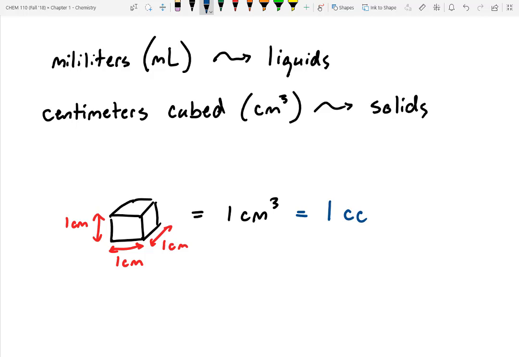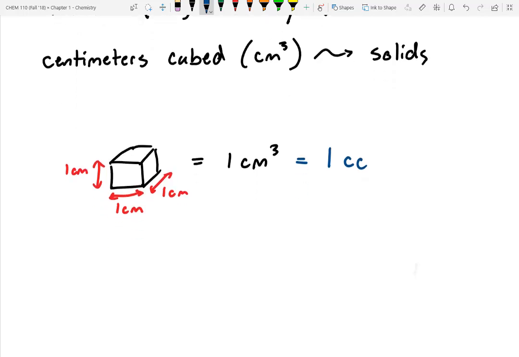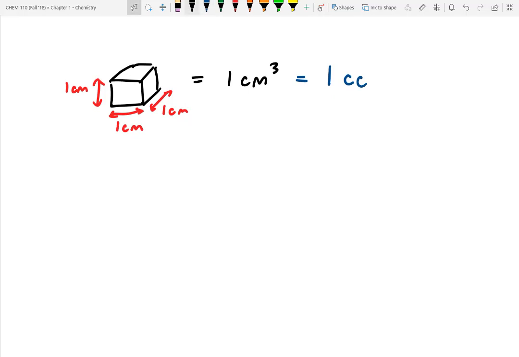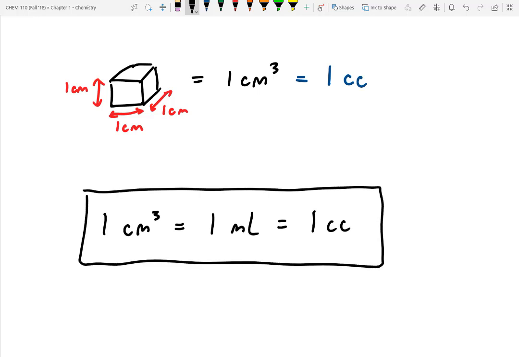If you're in a hospital, you describe it as a cc. It's the exact same thing as a centimeter cubed. So when we look at this, it's a little bit confusing, but also easy at the same time. We've got 1 centimeter cubed, that's what we often measure solids in, is equal to 1 milliliter, is equal to 1 cc, which is really just the same thing as a cubic centimeter. It's just a different way of writing it. So all three of these can be used to describe volume.